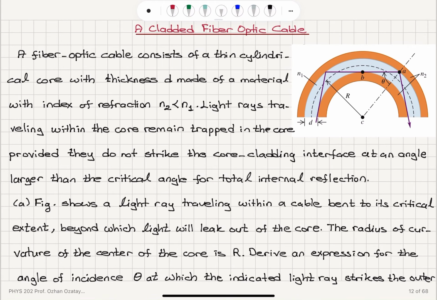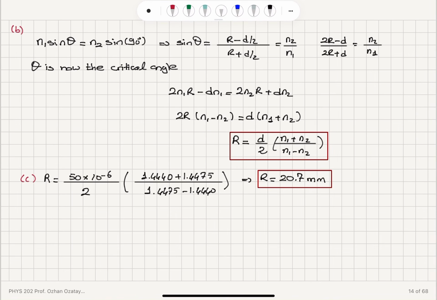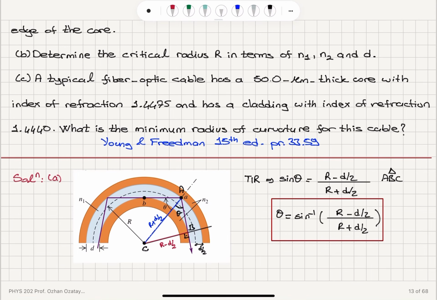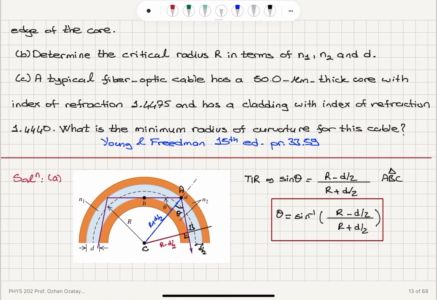If the cable is bent to its critical extent, beyond which light will leak out, the radius of curvature of the center of the core is capital R. We want an expression for the angle of incidence theta, which is found by looking at this right triangle ABC. We have sine of theta equals capital R minus d over 2 over capital R plus d over 2.